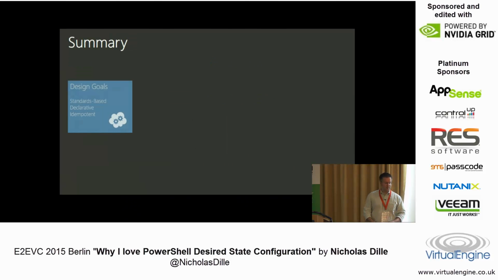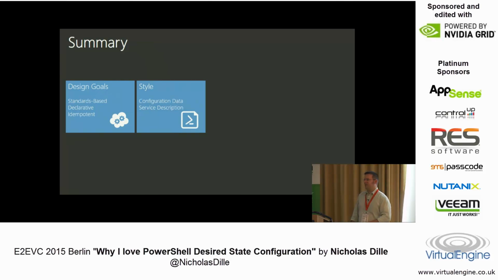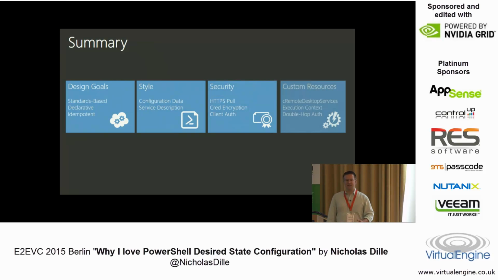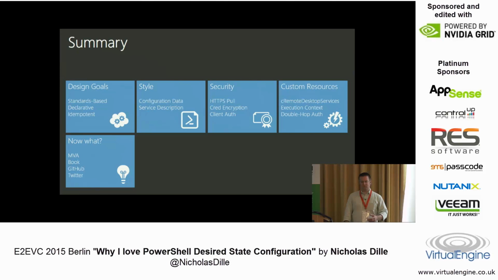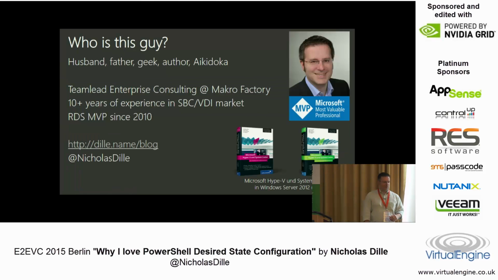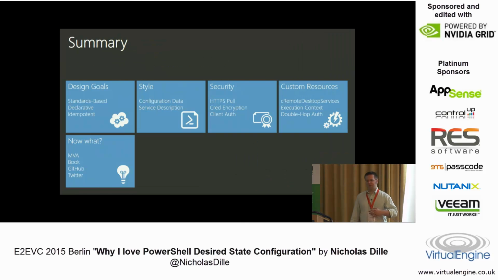So in the end, what have we seen? I've shown you some of the design goals, what DSC does, and how it works from a very high perspective. I've shown you some style guidelines. Use configuration data, for example. Try to do service descriptions. Describe your environment in configuration data, and try to create many node configurations at once from a single configuration.